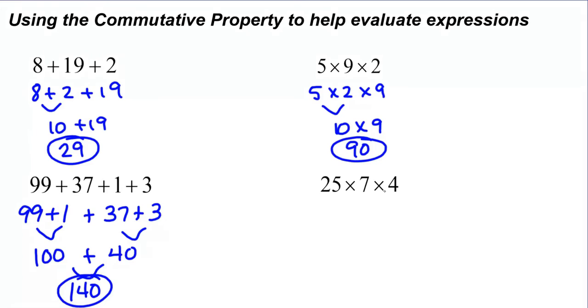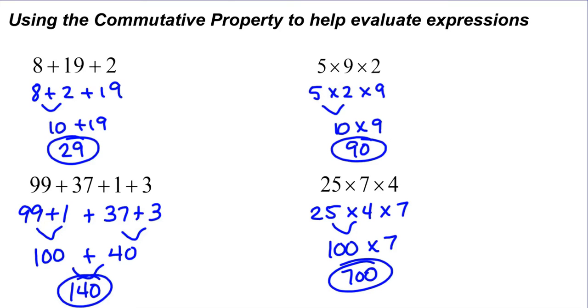And then likewise, the last one, 25 times 4 is much easier for me to do than 25 times 7. So I'm going to swap places with the 4 and the 7. 25 times 4 is 100, and then 100 times 7 is 700. So you can see knowing and using the commutative property can make evaluating expressions a lot easier for us.